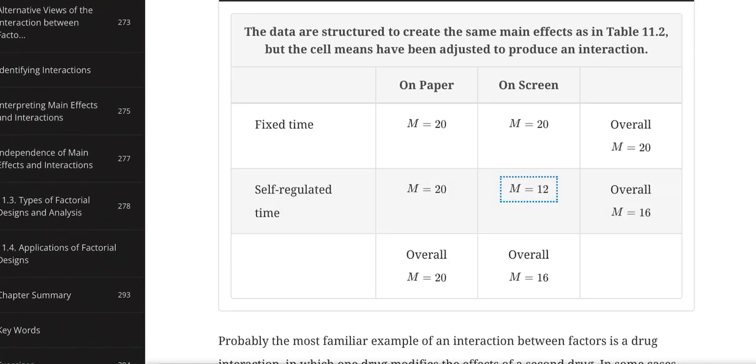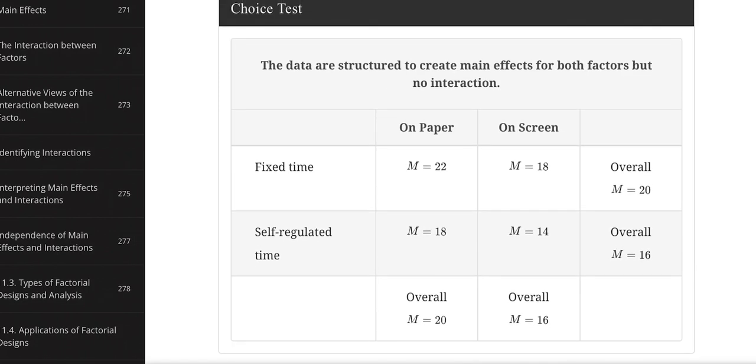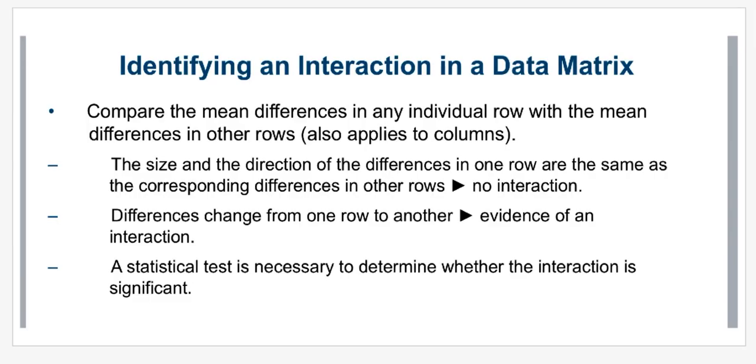So if we go back to, we keep going back and forth, I know, the 11.2 table, if you subtract 18 from 22, you get 4. If you subtract 14 from 18, you get 4. So those are the same. And same for the columns. Same for the rows. If you subtract 18 from 22, you get 4. 18 from 14, you get 4. So if you get the same number across rows or across columns, then you know there's no interaction. And the direction has to be the same too, right? We talked about that before.